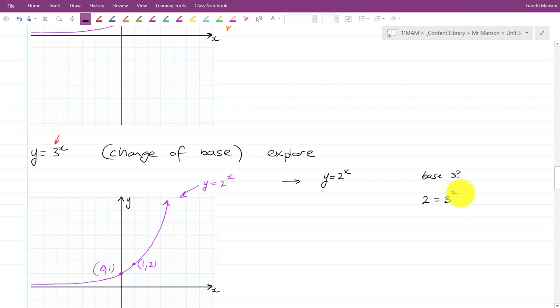And then we will rearrange this. So that means that x is equal to log base 3 of 2. So that's our rearrangement into a log form. And so we get this: y is equal to 3 to the power of x, which is 3 to the power of log base 3 of 2, to the power of x.